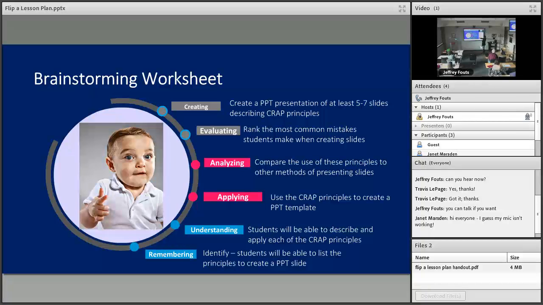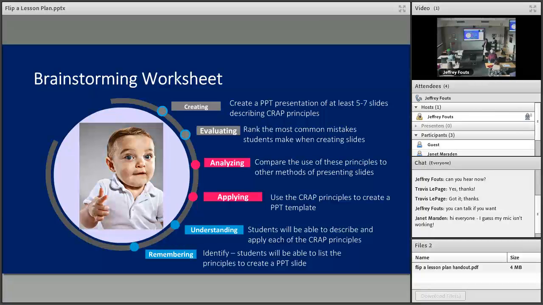These sound very similar, but I want them to be able to list them, and I also want them, once they list them, to be able to understand what they are. It doesn't mean that they know, oh, I can list it, contrast, repetition. Well, what does that mean? Describe to me what contrast really means when you design a PowerPoint slide.